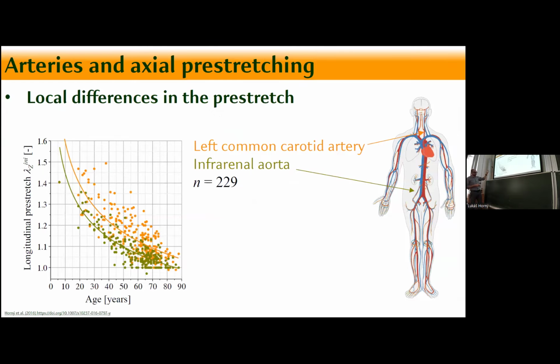Another piece of indirect evidence that suggests elastic membranes are responsible is local differences in the prestretch as we measure it. We mapped the values of the prestretch along the length of the aorta from the heart to the most distant part, the bifurcation. In this picture we see a comparison between the amount of prestretch measured in the infrarenal aorta, this olive green, and the amount measured in the left common carotid artery. And what differs is the number of elastic membranes inside these vessels.